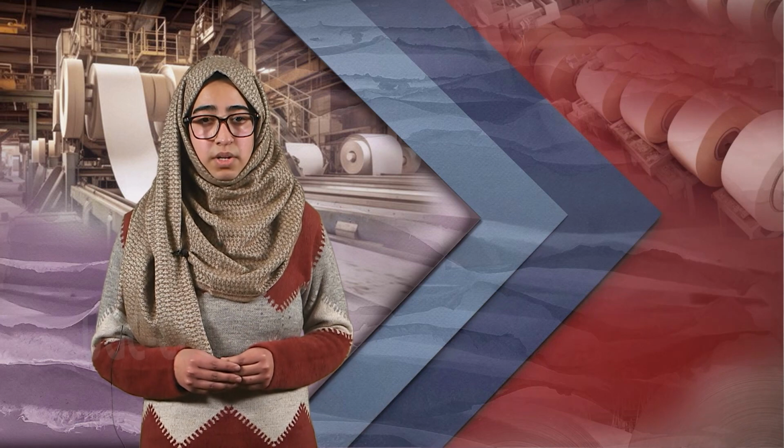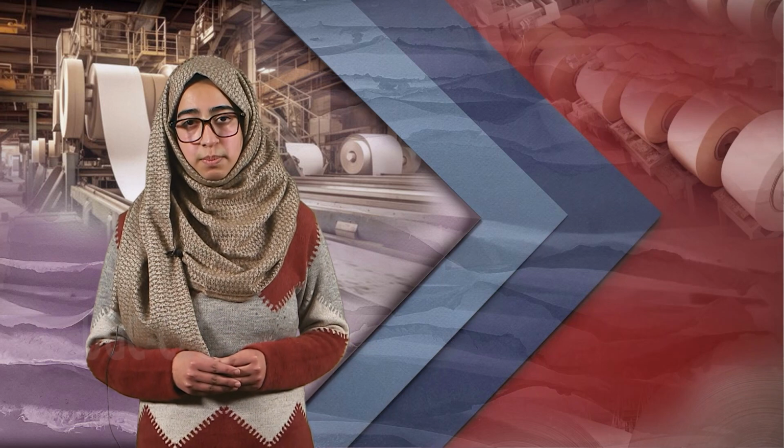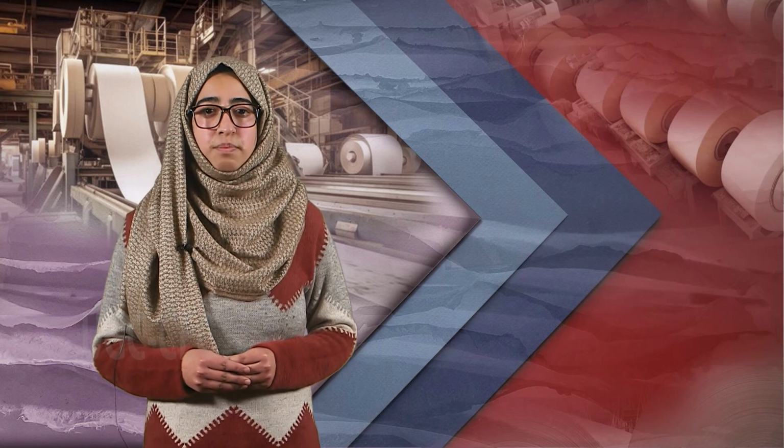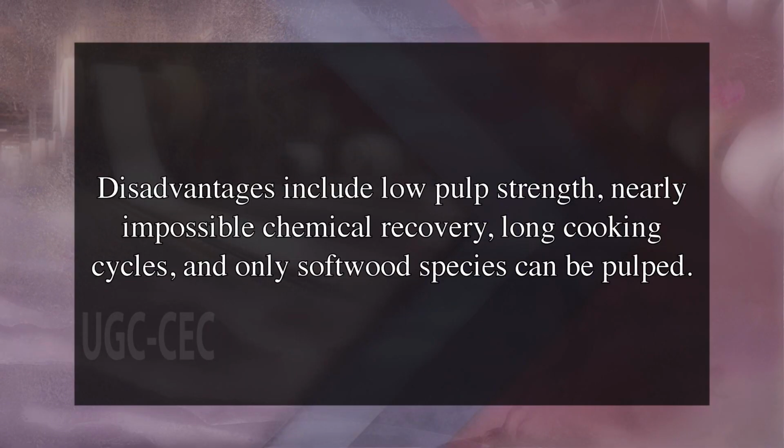The main advantages of sulfite pulp over kraft pulp are brightness, easily bleached pulp, easily refined pulp, higher yield, and production of pulps that form less porous sheets. The disadvantages include low pulp strength, nearly impossible chemical recovery, long cooking cycles, and only softwood species can be pulped.